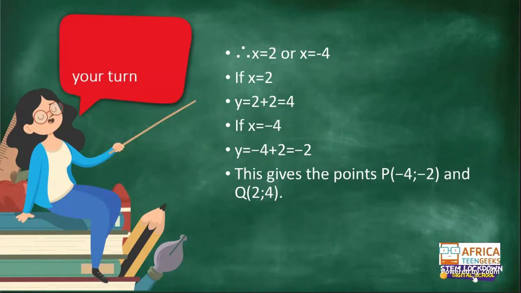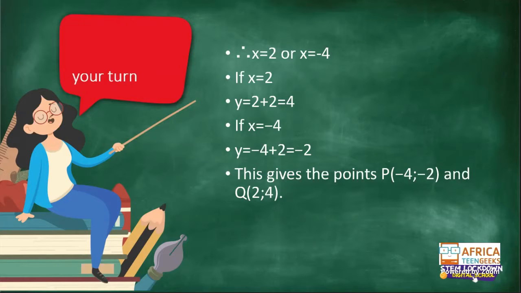Okay, Cheslin is asking, how do you know which coordinate is which? I see your concern, Cheslin. Okay, x is 2, q is negative 4. It doesn't matter. You could have said, for example, that Q is, in this case, negative 4, negative 2, and P is 2, 4 in this case.